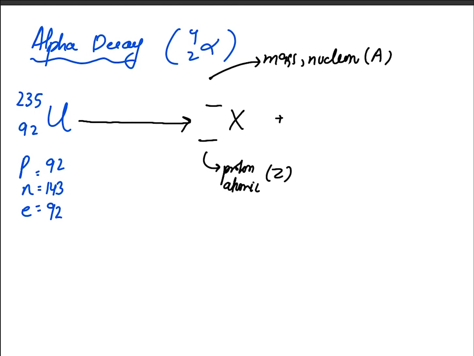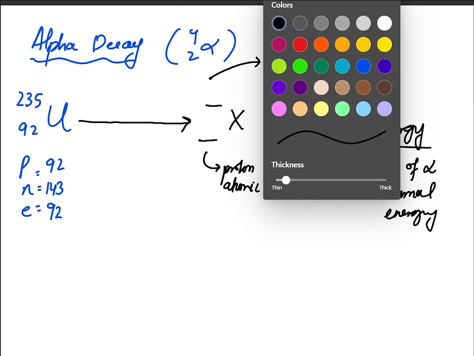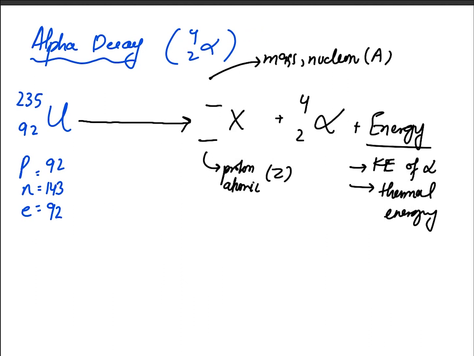Okay, so we don't know what these values will be, but I do know about alpha, because if it has released alpha, then it will also have released some energy. And this energy primarily is in the form of kinetic energy of alpha and some thermal energy as heat. So these are two energies that we must mention in a P2 question if he asks you. Now, how to find out these values for X, the new element? We don't know what that is.